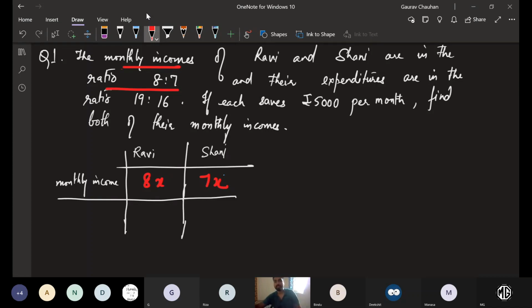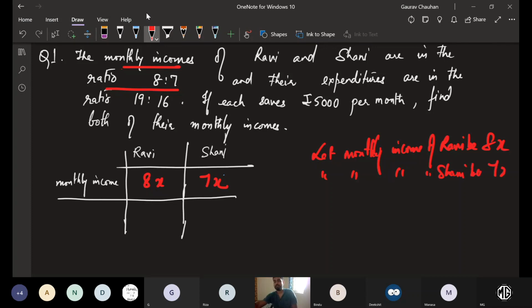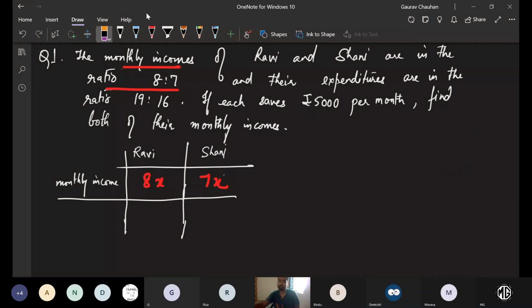See, there is no need to make a table also. You can go and write, let the monthly income of Ravi be 8x, let the monthly income of Shani be 7x. All that you can write, but it is just quicker to write like this, and it is smarter to write like that. So I will write like this. If you want to write like that, I have no problem. However you're comfortable, do that. I feel this is quicker, that's why I'm doing this. Okay. Riza, continue. Next information.